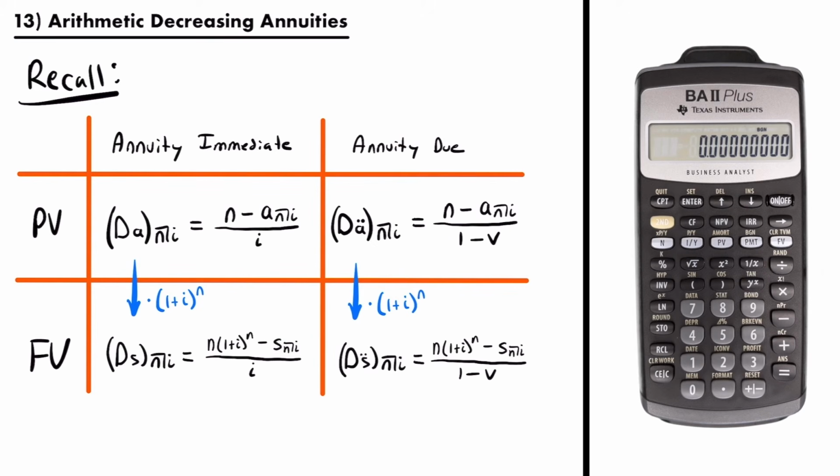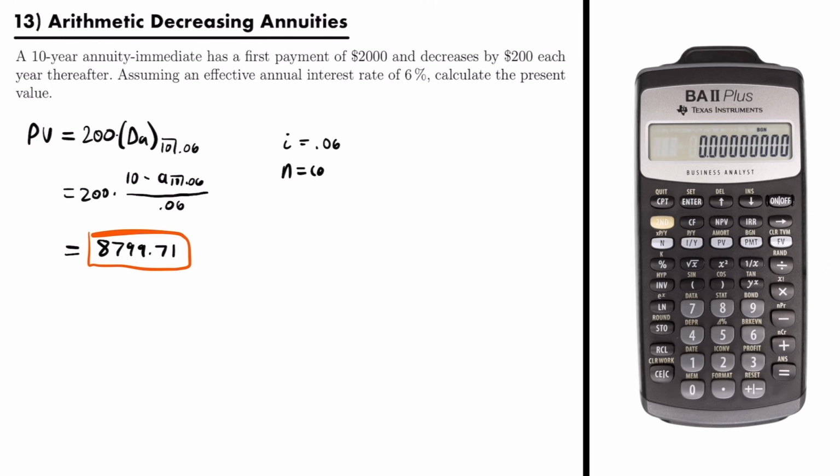And so let's look at an example. This time we are calculating the present value of an arithmetic decreasing annuity, but let's read the problem. We have that a 10-year annuity immediate has a first payment of $2,000 and decreases by $200 each year thereafter. Assuming an effective annual interest rate of 6%, calculate the present value. All right, and so here's the calculation and solution to this problem. Of course, this comes from one of my other videos where I talked about how to solve this, but this video is just about how to calculate it in the calculator.